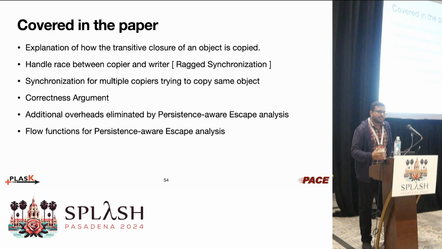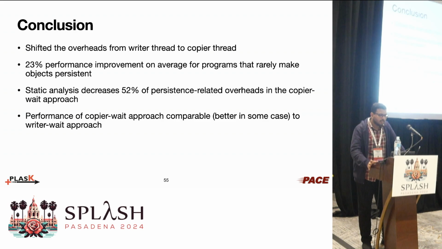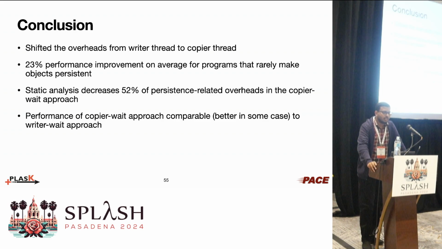And there are other topics covered in the paper that we have not shown in the presentation, especially how the transitive closure of an object is copied on the NVM, how to handle races between copier and writer, how we perform synchronization when multiple writers are trying to copy the same object, the correctness argument, as well as the additional overheads that we were able to eliminate using our static analysis, and the flow functions for our updated persistent aware escape analysis. This brings us to the conclusion.